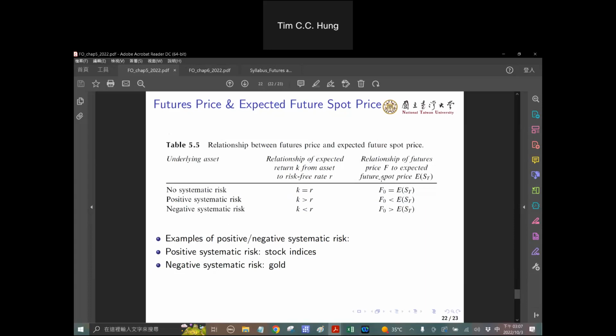There are also things like government bond futures, something we'll be talking about very soon in the next class. These are relatively close to the discount rate, and that's what you're going to see. Their futures prices are closer to people's expectation about the future spot price of such underlying assets.